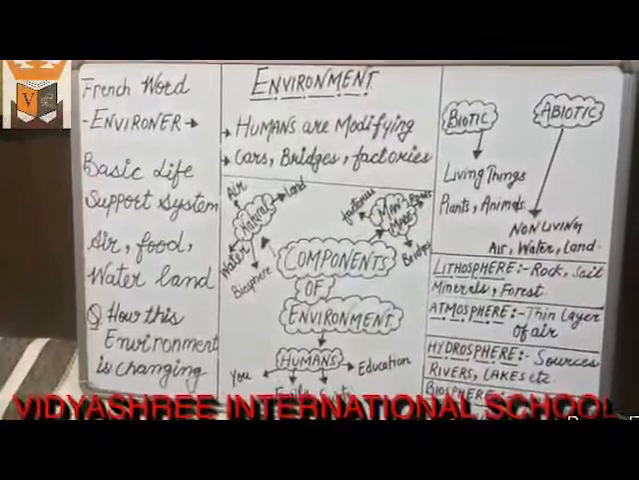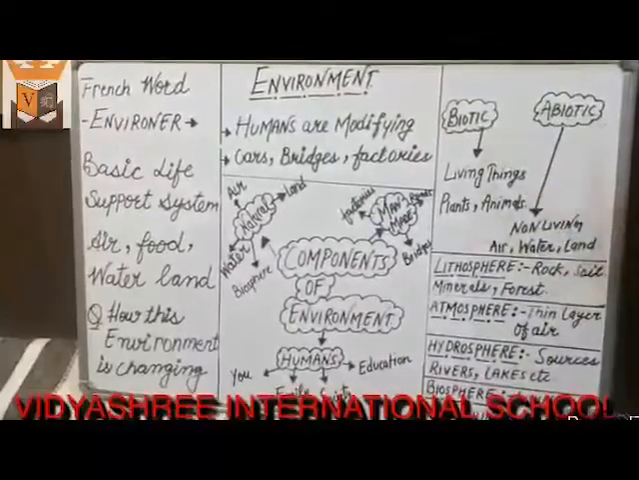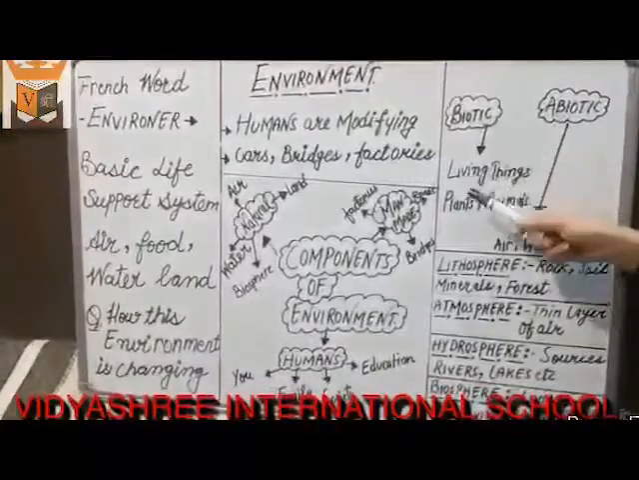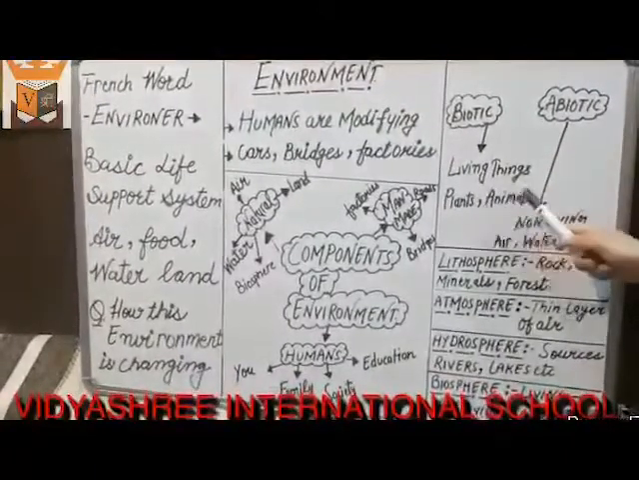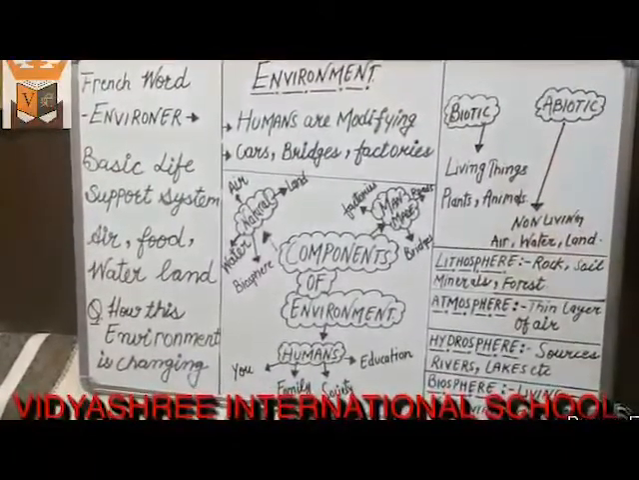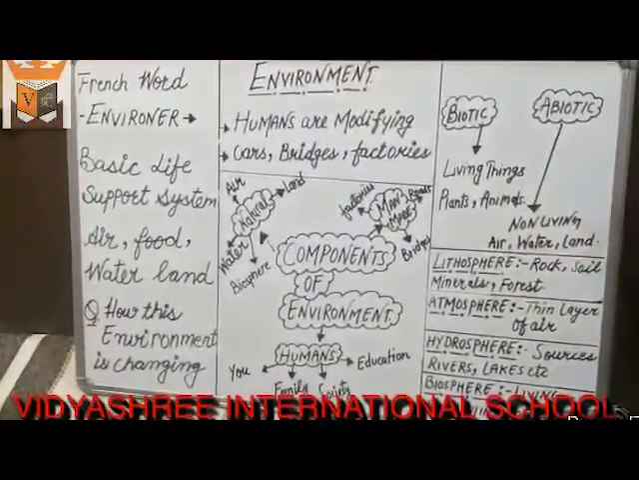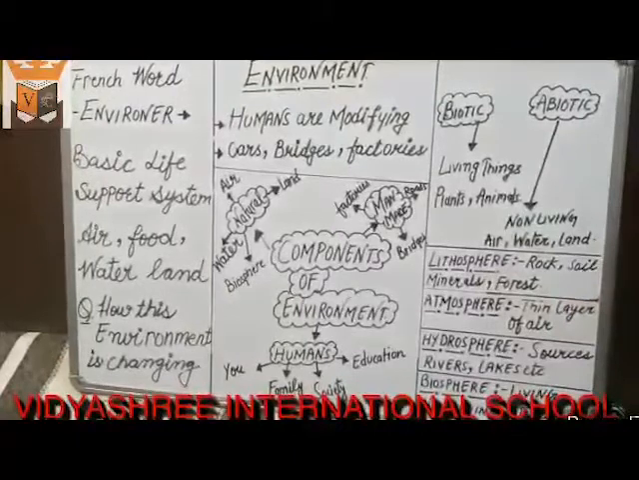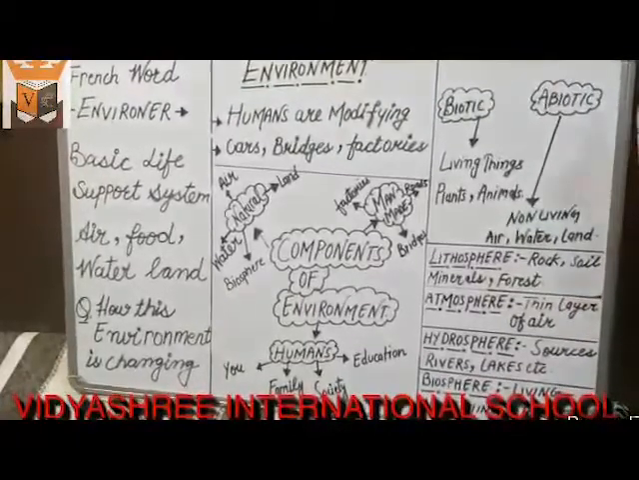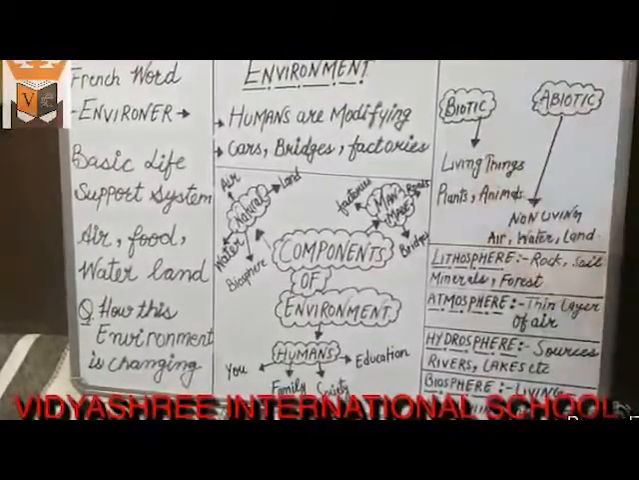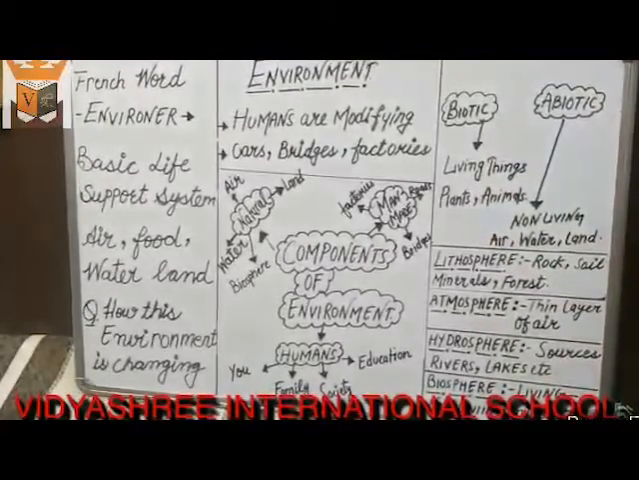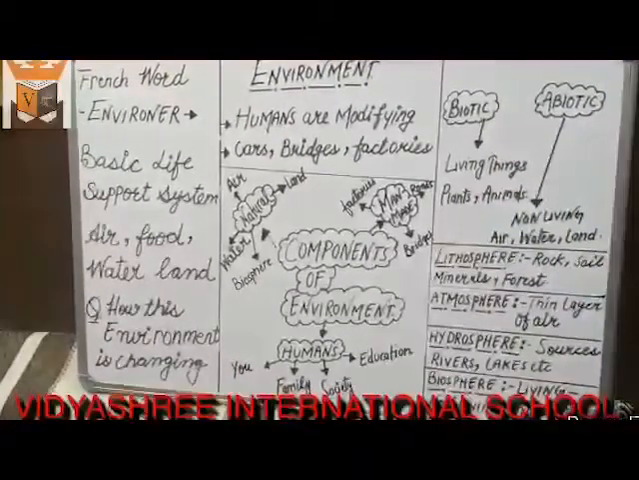Now I want to tell you about the biotic and abiotic components. In simple language, all the living things like plants and animals come under the biotic components, and all the non-living things like water, air, and land come under the abiotic components. So all the living things are called biotic components, and all the non-living things are called abiotic components.